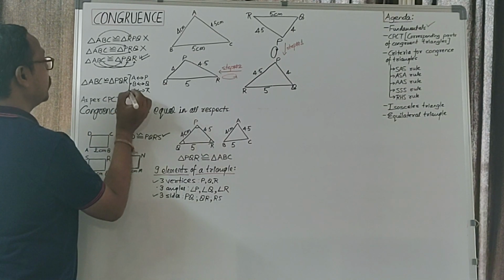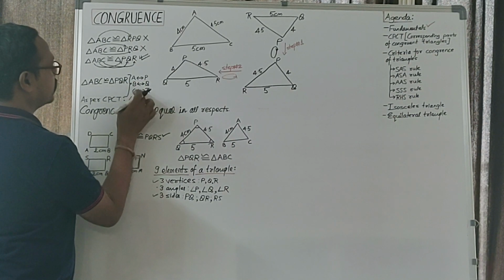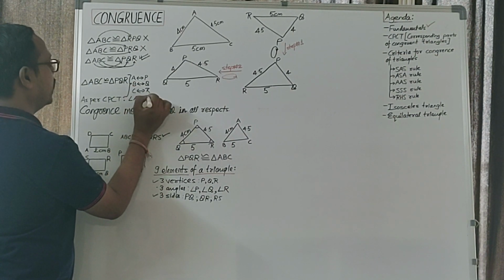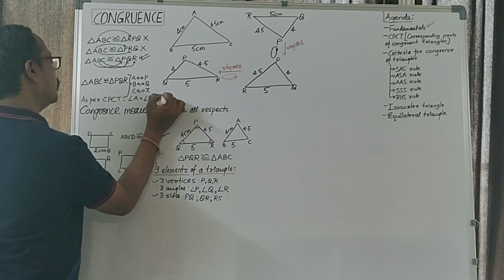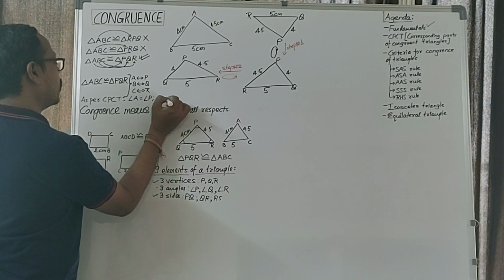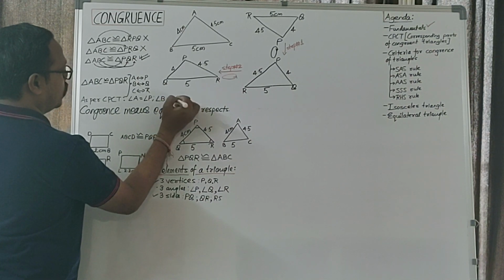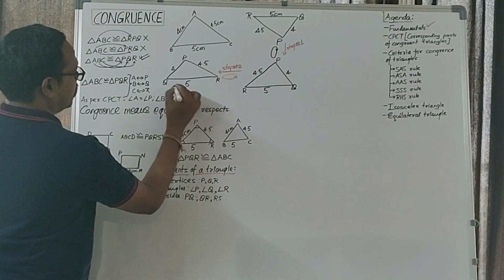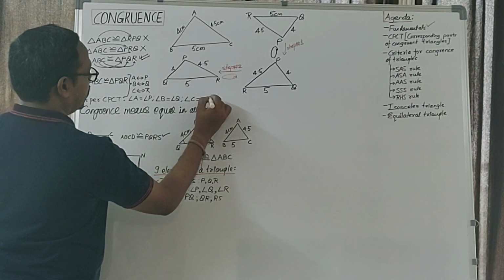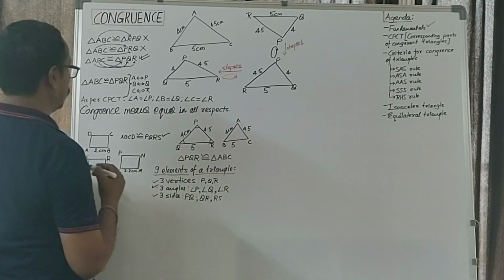So, as per CPCT we can say angle A, just look here, you will get the answer. Angle A is equal to angle P. Right? Angle B is equal to, what is the corresponding angle of B? It is called angle Q. What is the corresponding angle of angle C? It is R. Right? So we are done with this also.